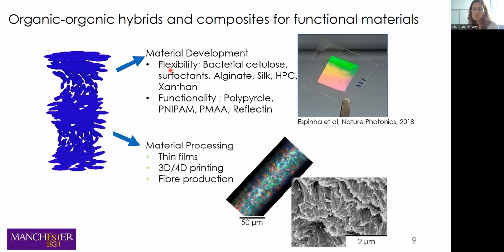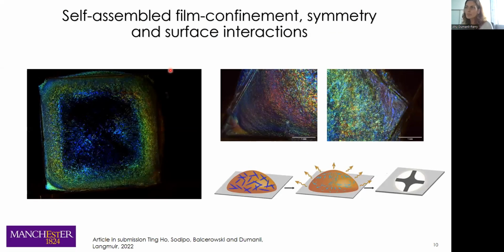In terms of material processing, we are also looking into making thin films, as I showed you, but we are also doing 3D and 4D printing, as well as looking into bulk fiber production. So one of the things that I want to talk about is the film making process, and a little bit more insight into the film making as well.